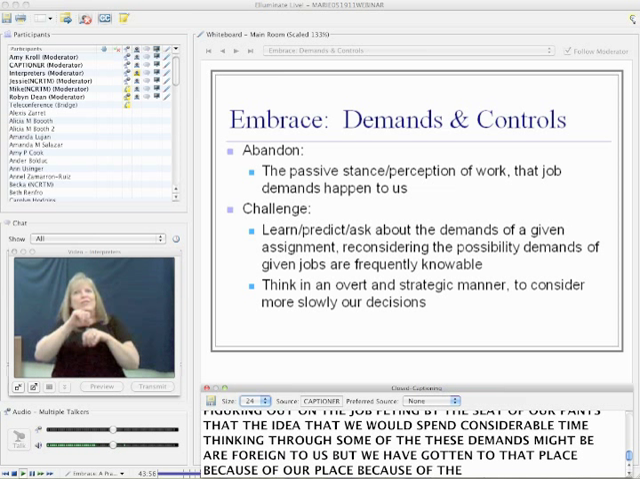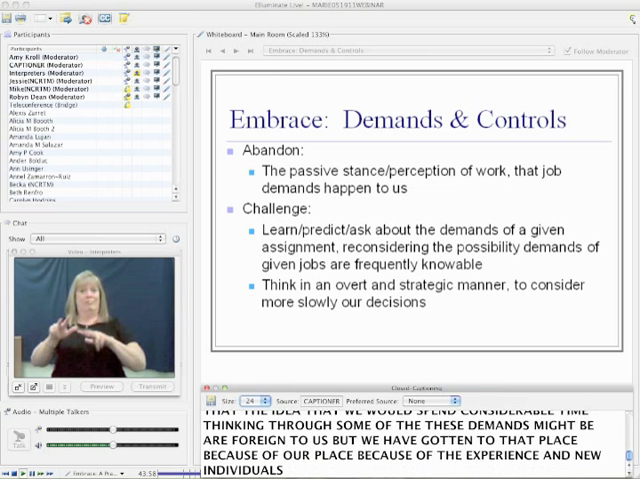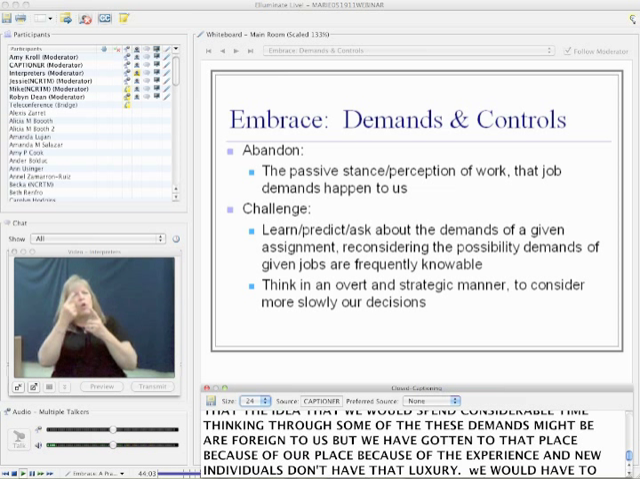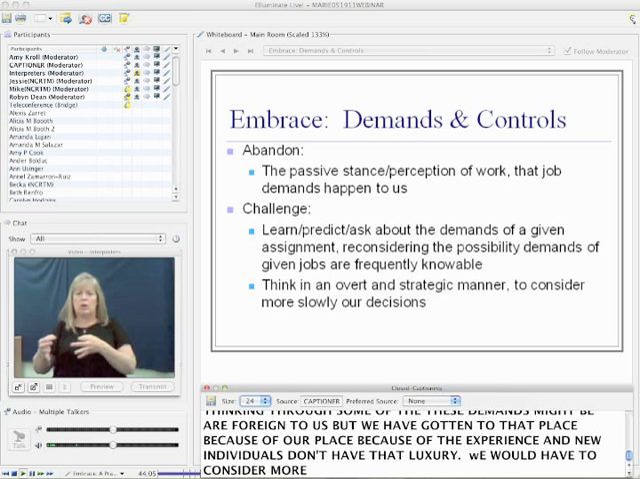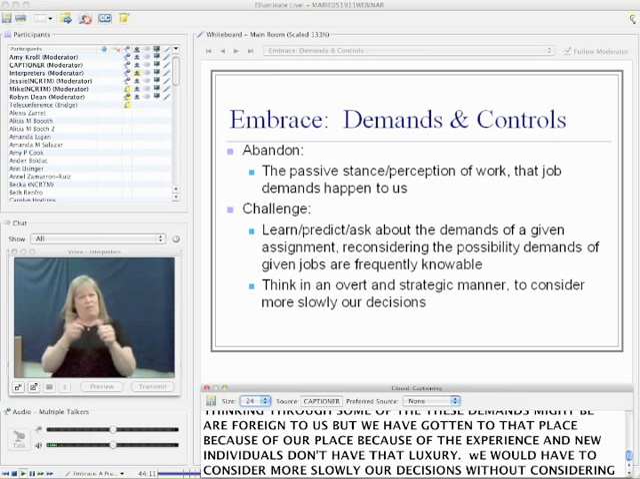The challenge would be that we would have to think in an overt and strategic manner to consider more slowly our decisions. We couldn't just decide to do in a given moment without considering what are the demands of this job? What is the job asking of me?